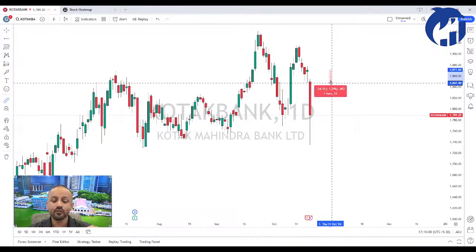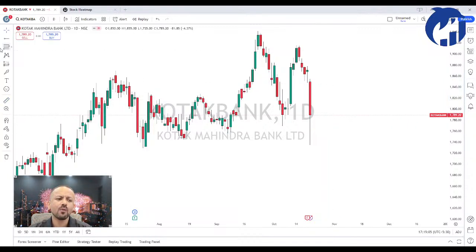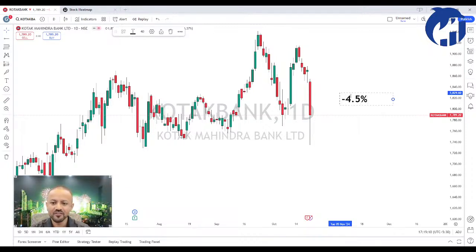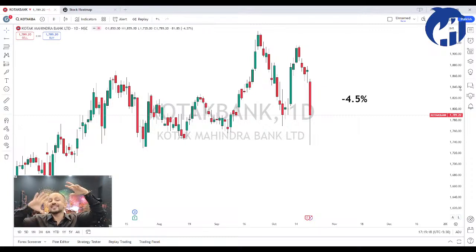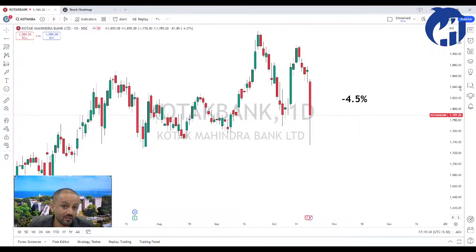It gapped down today, and it moved almost negative 4.3. I would round it up to negative 4.5. So on one hand, you have a stock such as HDFC, which has appreciated by 3%. At the same time, you have a bank which has depreciated by 4.5%. Look at it: banks from the same sector, big institutional, prominent banks, but when their management or the results in terms of quarterly earnings don't resonate, such things happen.